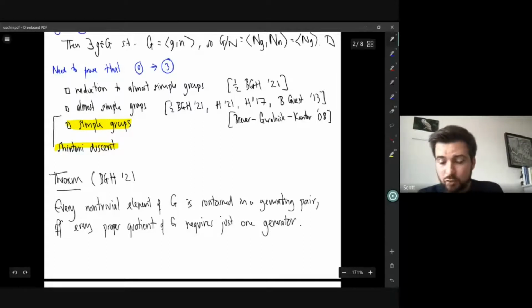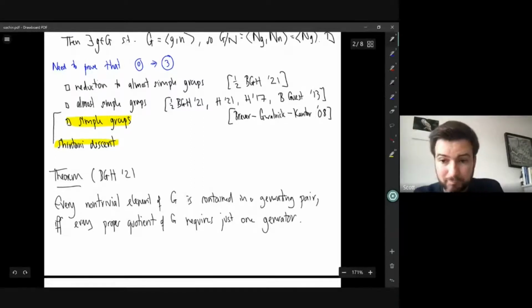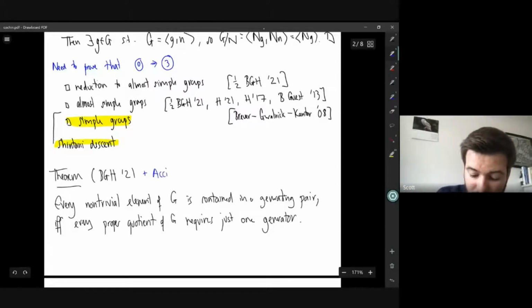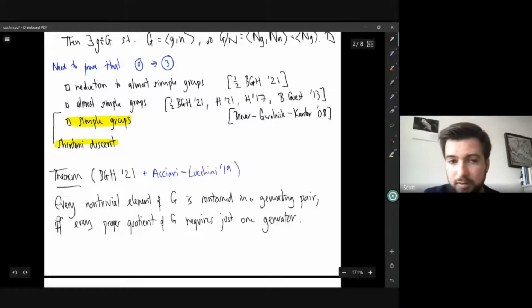So that's kind of focusing on groups that are two generated. But actually, for groups that are 3, 4, 5, 6 generated, this was already known by work of Cristina Acciari and Andrea Lucchini a couple of years earlier. And so let me just edit this theorem.